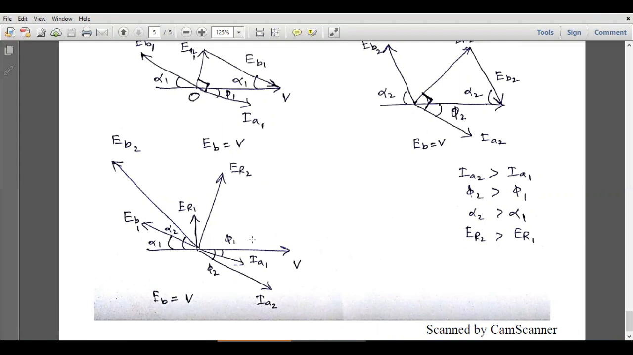So that is all about today's lecture, and I hope you have understood the different scenarios of the phasor diagrams under different excitation and different loading conditions.